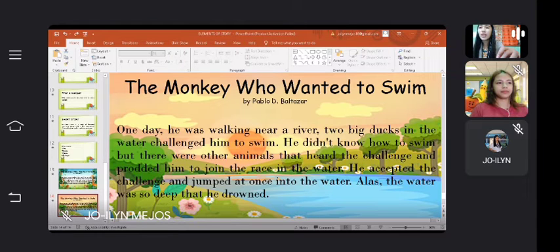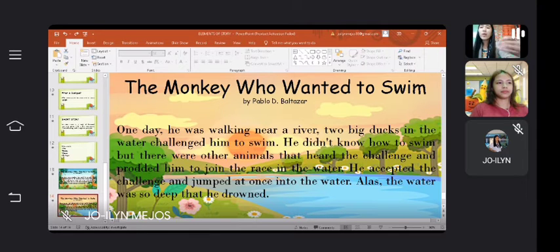So what is the title of the story? The monkey who wanted to swim, teacher. Very good. And what do you think is the characteristic of the monkey? The monkey is very arrogant. He thinks he could really do everything. Yes, it is. The monkey acts like a man and is superior to the other animals, and he doesn't want the other animals to be more superior than him.